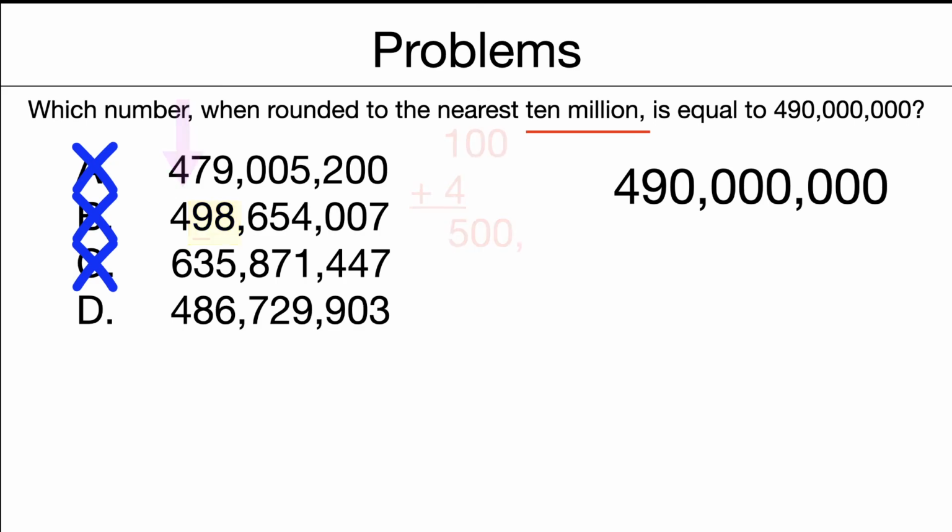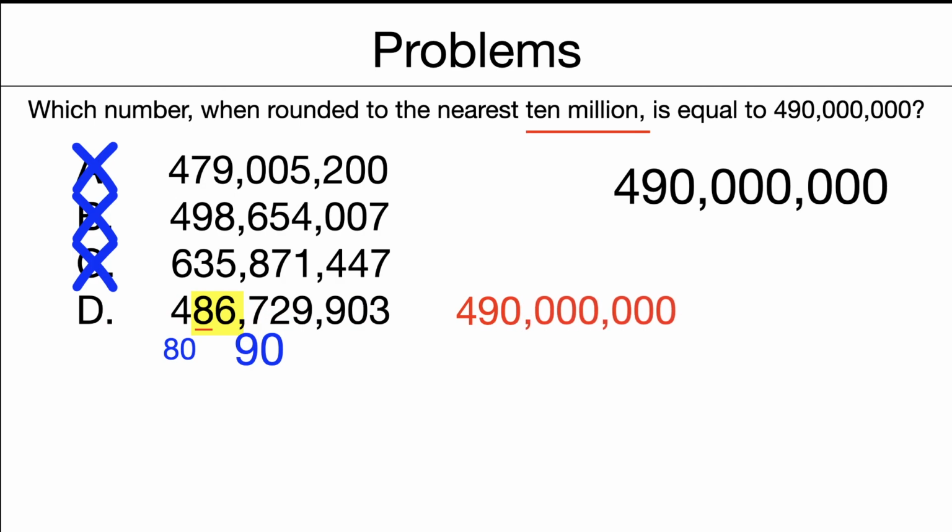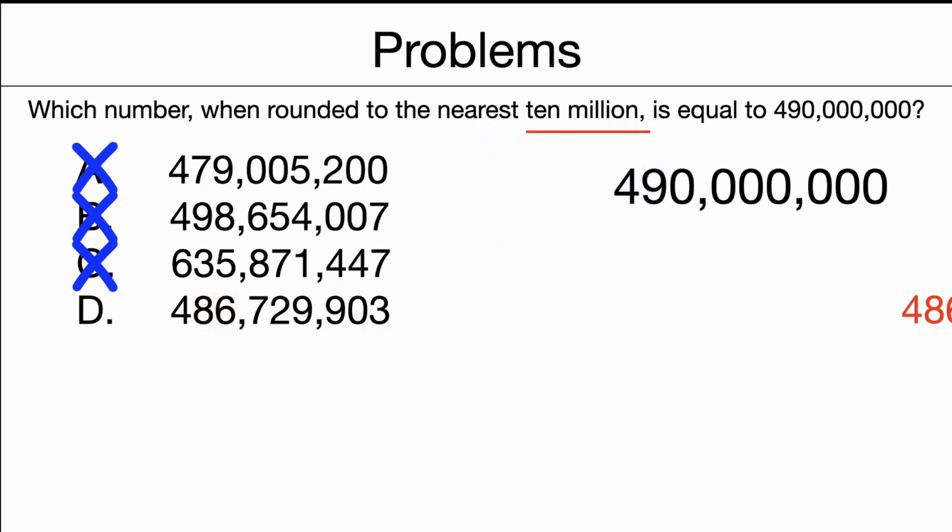So it's going to be D, but let's just make sure we underline, box. 86 is in between 80 and 90, but it rounds up to 90. Then we do rules for left and right, which turn into zeros. And our answer is a match this time. So the answer is D.